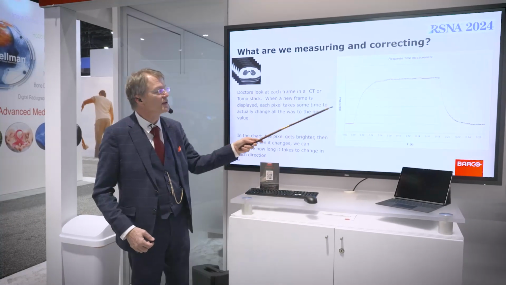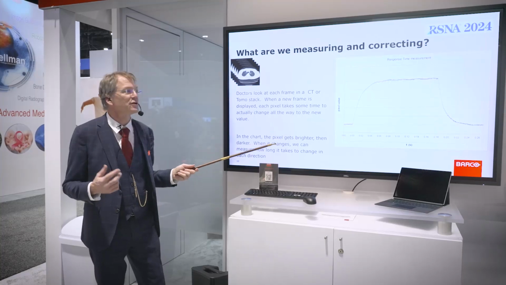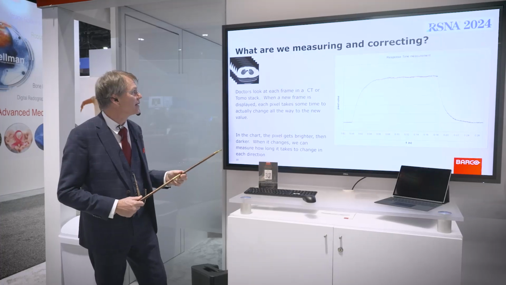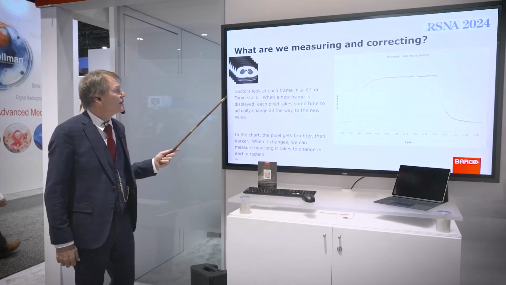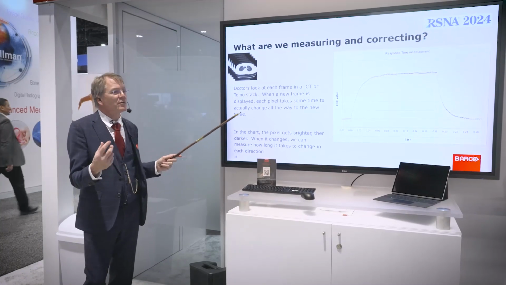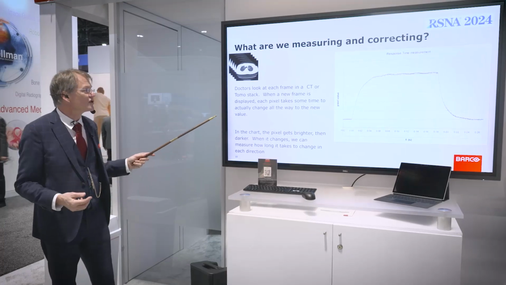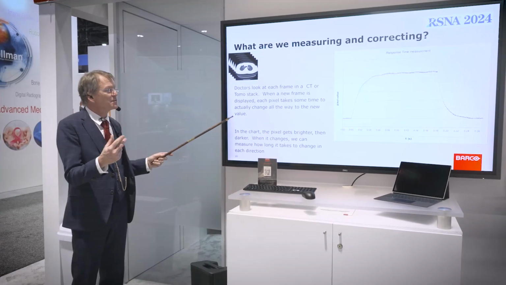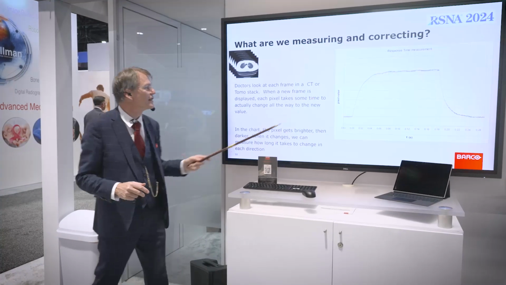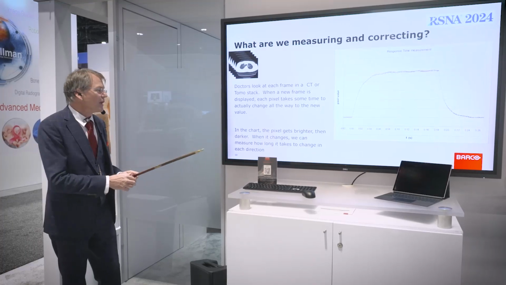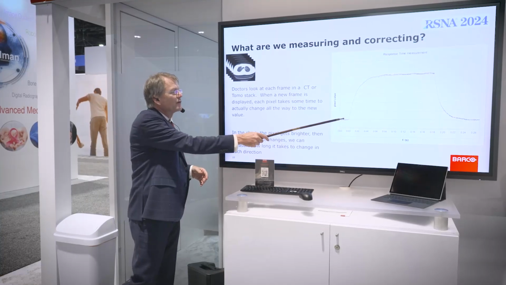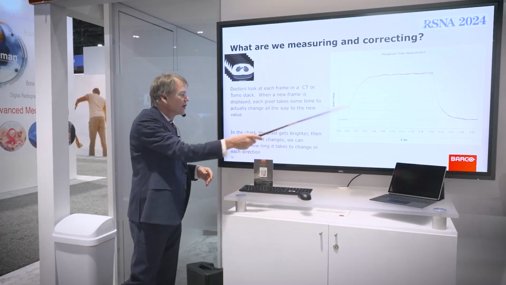So this is the kind of thing that we're measuring on the display system, so that we can determine how much compensation to provide and what to do about it. From the perspective of the doctor, they're looking at each frame of the CT or in the Tomo stack, and when the new frame is displayed, the pixel takes a certain amount of time to actually change all the way from where it was to where they're asking it to be. And in this chart, we've mapped that when you're going from the darker part to the brighter to the darker.